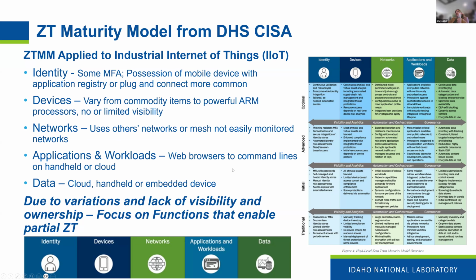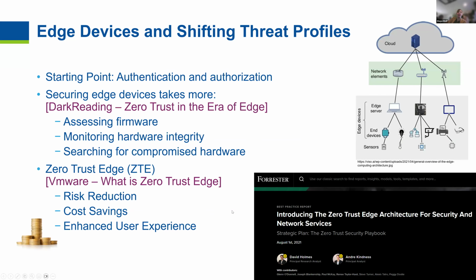So that leads us to why do we care? Why Rita and I got into this game was because we were focusing a lot on edge devices, small devices, and the security problems with those. As a starting point for Zero Trust, you always hear authentication and authorization. We're just going to whitelist people and we're good. And what we mean by not just focusing on the network is that we're really focused on those actual devices. So securing edge devices takes more than just that initial approach of authentication and authorization.